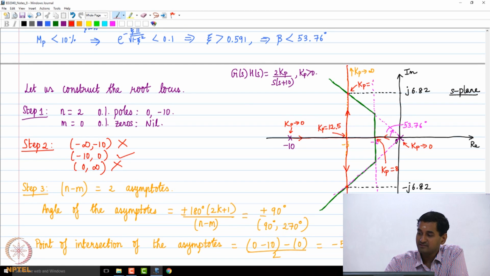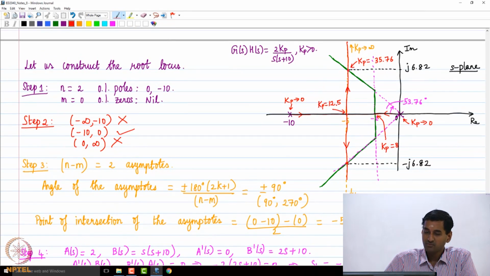Now how do you find the value of Kp at that point? Once again we substitute the corresponding value of s in the closed loop characteristic equation, right? See, what is the value of s here? Minus 5 plus 6.82j. Please plug it into the closed loop characteristic equation. If you do that, please check it. I got the answer as 35.76. Okay, so if you substitute it in that closed loop characteristic equation, 35.76.